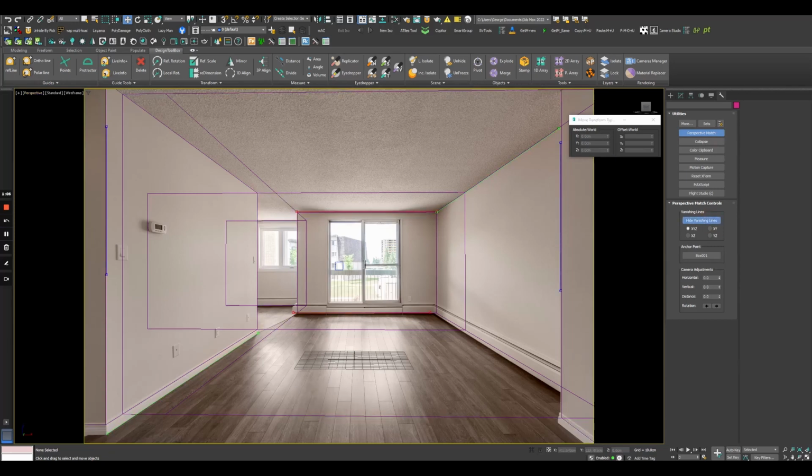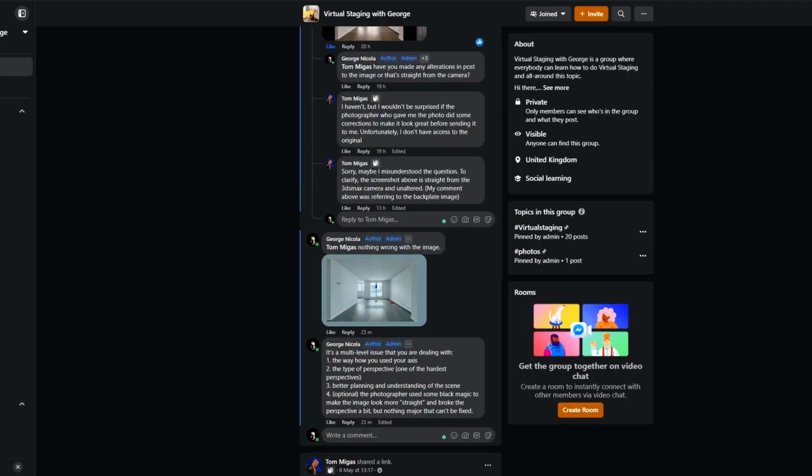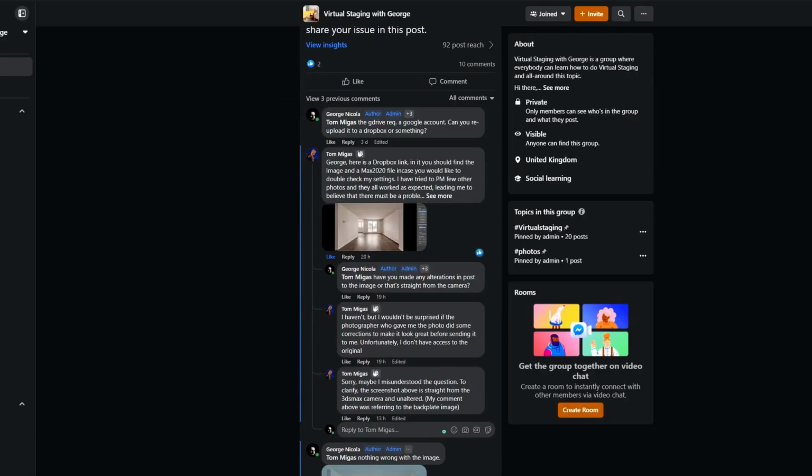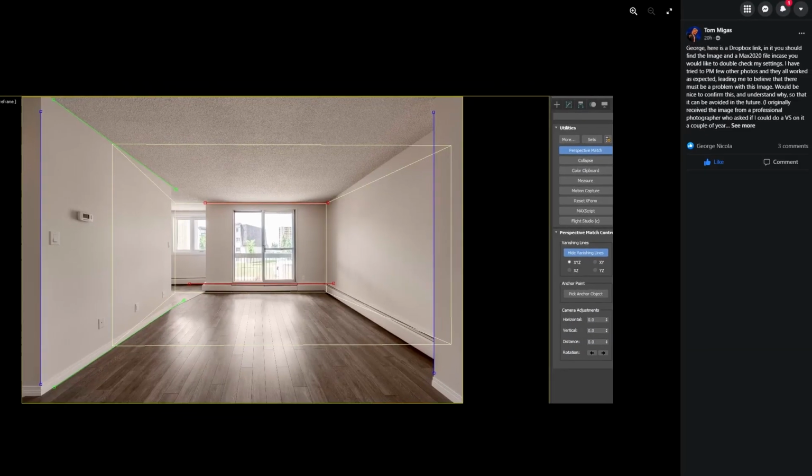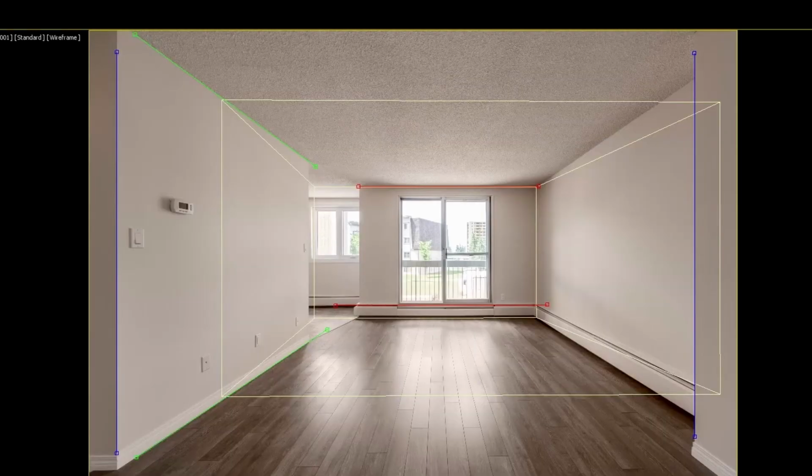By the way, this tutorial is upon the request of Tom Migas. He posted this comment a few days ago in our Facebook group. Basically he's saying that something is wrong with the image, it's either going way too awkward on the side, or it gives him huge numbers, like 10, 15 meters or whatever. This is why his perspective match is wrong here, because he built his vanishing lines all on one plane.